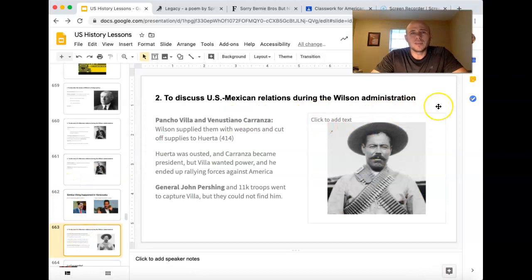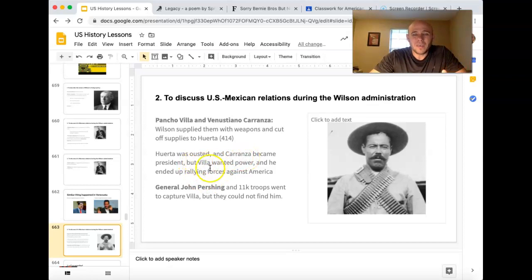So because Wilson didn't like Huerta, he said, I'm going to support anybody who opposes him. So Pancho Villa and Venustiano Carranza, these two Mexicans who wanted to overthrow Huerta and take power for themselves, were on, I guess you could say, the friends list of Wilson. So he started supporting Villa and Carranza with guns and supplies, and eventually they did successfully get rid of Huerta, and Carranza became the new president of Mexico.